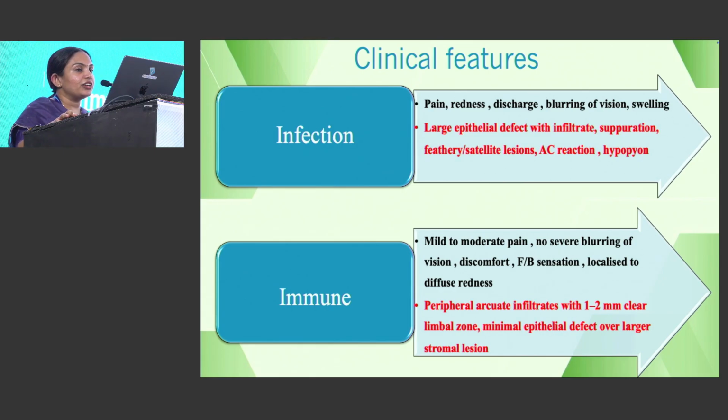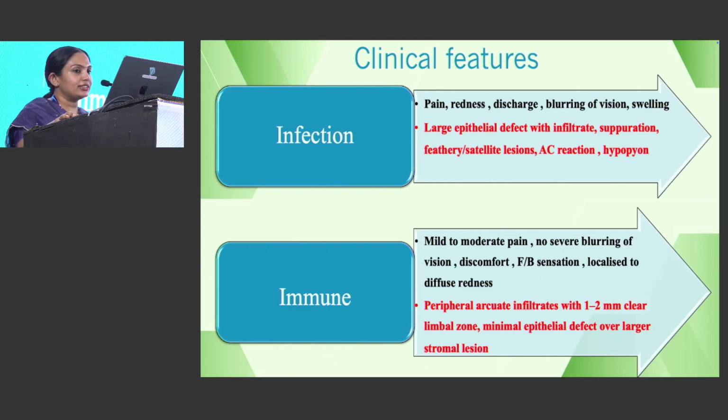So the clinical features: when there is an infection, the patient will be more symptomatic. There will be severe pain, redness, discharge, lid edema, and blurring of vision. And on examination, we will be finding an epithelial defect with associated infiltrate. Abscess can be there. Feathery satellite lesions if it's fungal. There can be AC reaction and hypopyon formation.